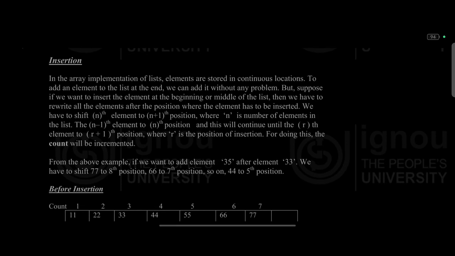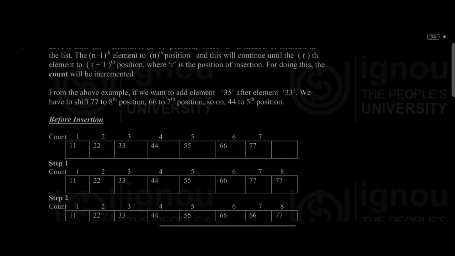to rewrite all the elements after the position where the element has to be inserted. We have to shift the nth element to the (n+1)th position, where n is the number of elements in the list, the (n-1)th element to the nth position, and this will continue until the rth element to the (r+1)th position, where r is the position of insertion. For doing this, the count will be incremented.